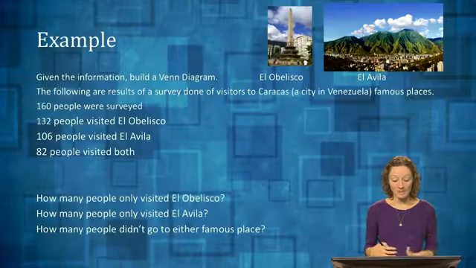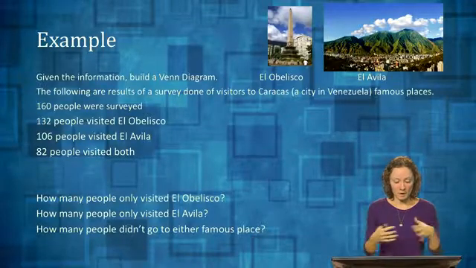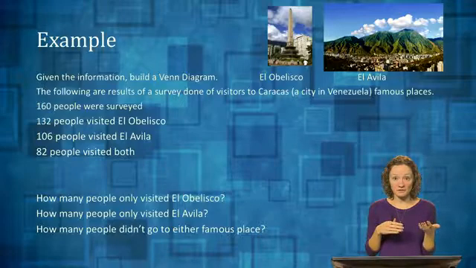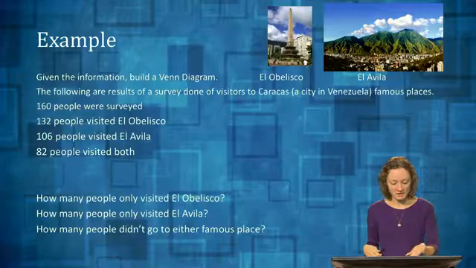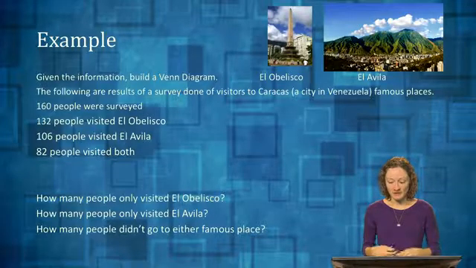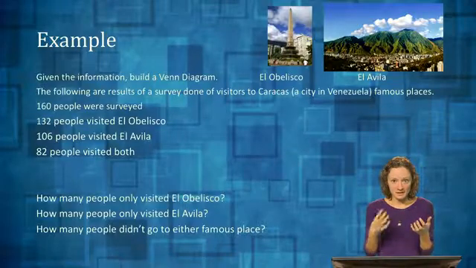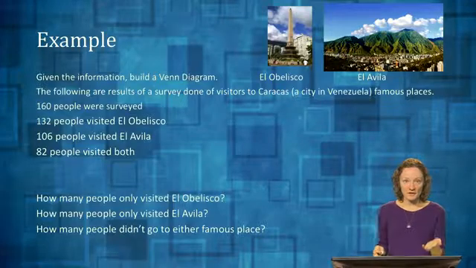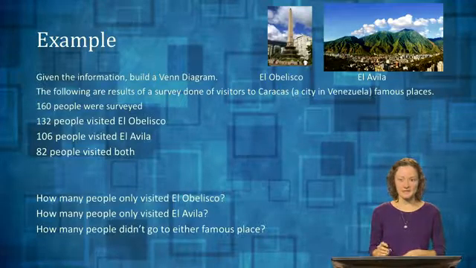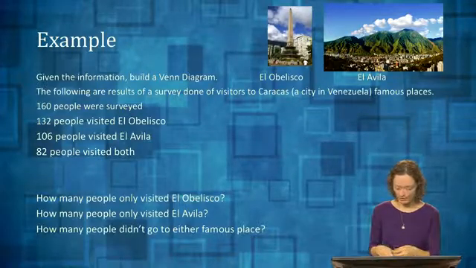How many went to only El Obelisco? When we look at that number of 132, it only represents all the people that went there. So of those people, some went to El Avila and some did not. How do we know who those people were? Second question, similar: how many visited only El Avila? Again, of that number of 106, some did and some did not go to El Obelisco. And then how many didn't go to either famous place? How can we figure that out based on this number of 160? It's pretty simple, but it's not quite as simple as just picking one of those numbers.